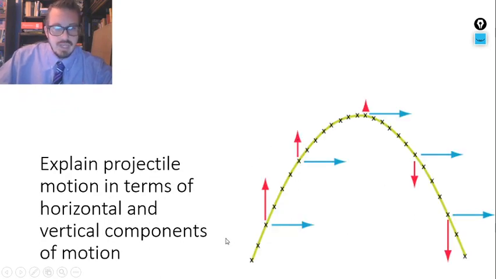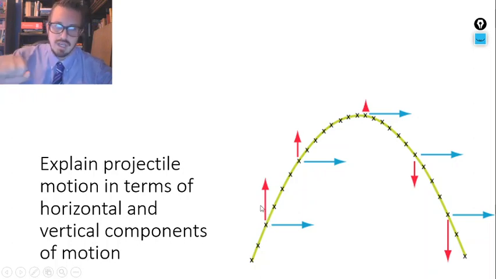The final learning outcome associated with accelerated motion deals with projectile motion. It says to explain projectile motion in terms of horizontal and vertical components of motion. If we look at this figure here, we can see that projectile motion is when we launch something into the air, and we've got things going on in the y direction and things going on in the x direction. So when something is launched in the air, it may have a component of its velocity that's going upward.